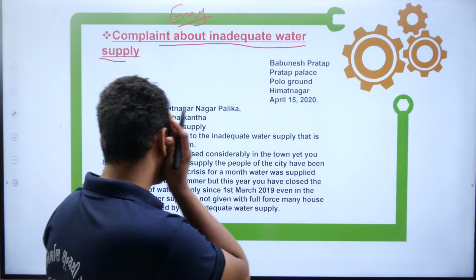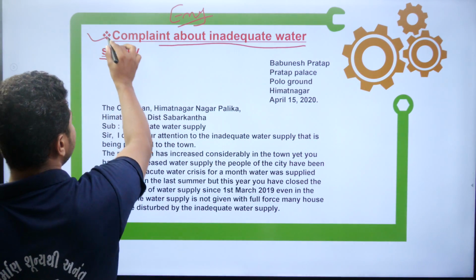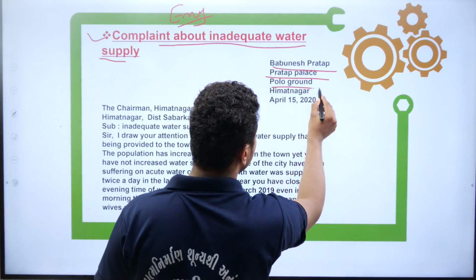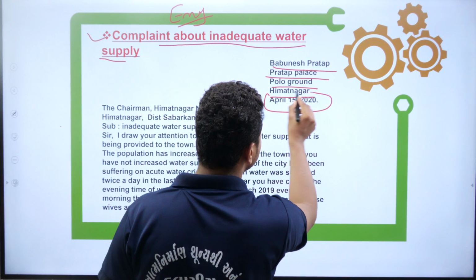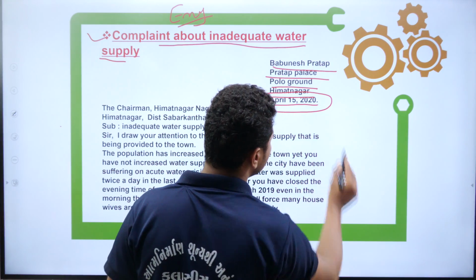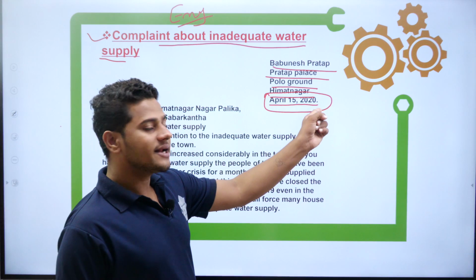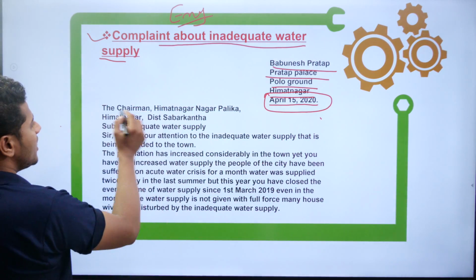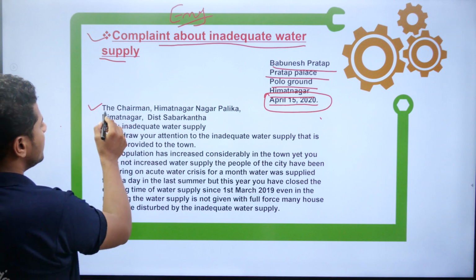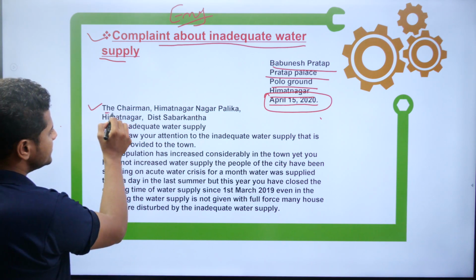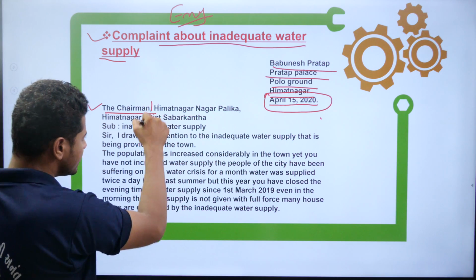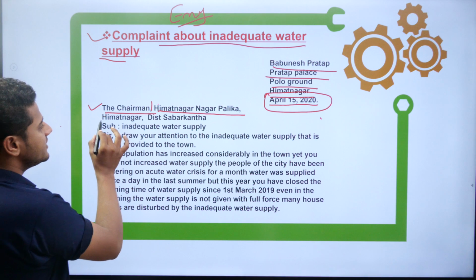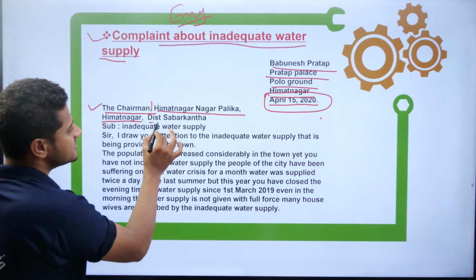So we'll see, I have written the headings here. In the heading I have mentioned Babunesh Pratap Palace, Polo Ground, Himatnagar. Here I have mentioned the date, April 15th 2020, so I have used the American method here. Now, the inside address: we will see the chairman, and below this I have to write Himatnagar Nagar Palika. Then where I am living, Himatnagar, District Sabarkantha.